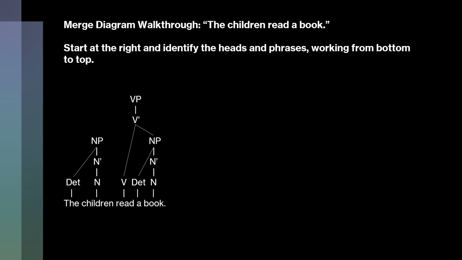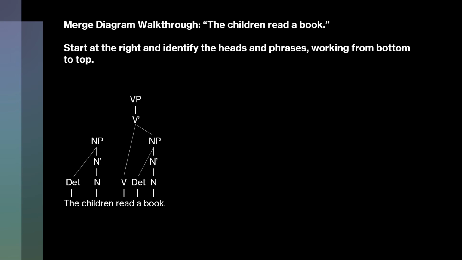Then we start at the right and identify the heads and phrases, working from the bottom, right? So "book" we know is going to be a noun head, because noun phrases, right? And what's the "a" there? It is a determiner. A determiner is a typical specifier for a noun phrase. So together, "a" and "book" form a noun phrase, "a book."